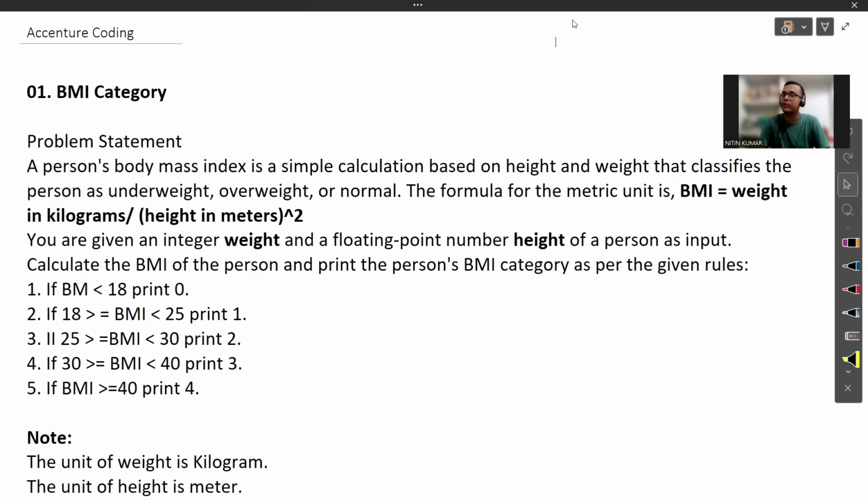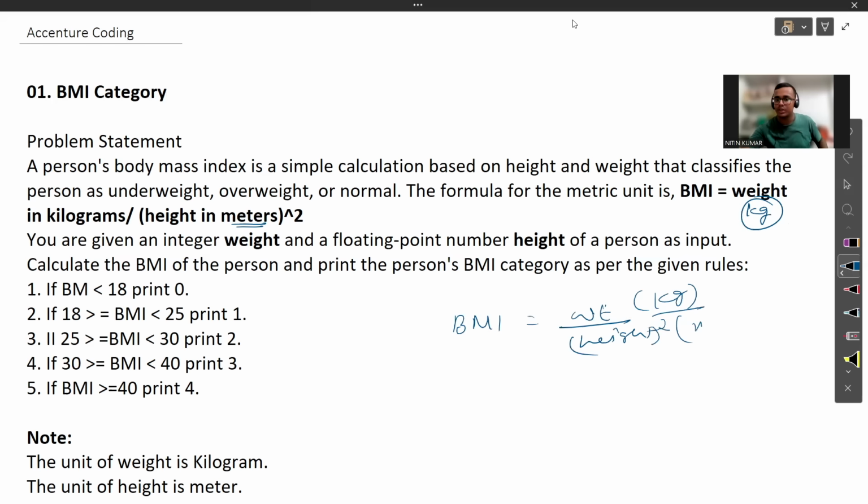What is the formula to calculate the BMI using the parameters weight and height? You can see here, BMI is equal to weight in kilograms. So the unit of weight is kg and the height is in meters. The formula for BMI is weight upon height square, where weight is in kg and height is in meters. So this is the actual formula through which we can calculate the BMI of any person.